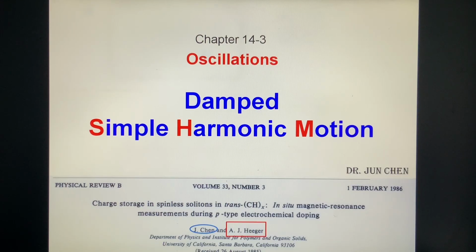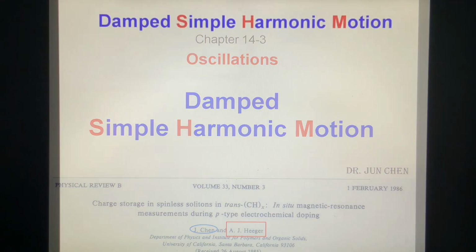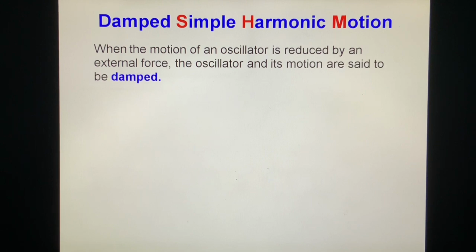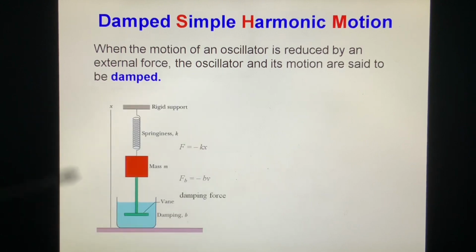Damped simple harmonic motion. When the motion of an oscillation is reduced by an external force, the oscillator and its motion are said to be damped. In this case, without the damping part, this is called simple harmonic motion.